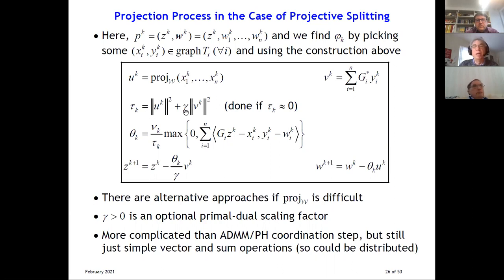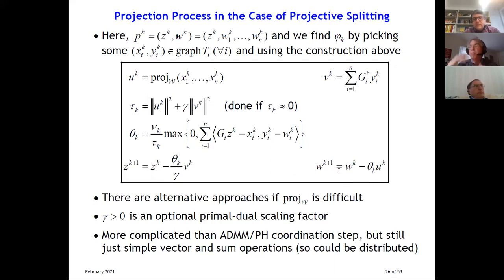I compute the squared norm of this, maybe with this optional scaling factor here between the primals and the duals. If I get zero, then it basically means I have a solution already. If I don't get zero, then I compute a step length, and you can see that the degree of violation of the affine inequality I picked appears here in the step length, and then I make a primal step and a dual step.